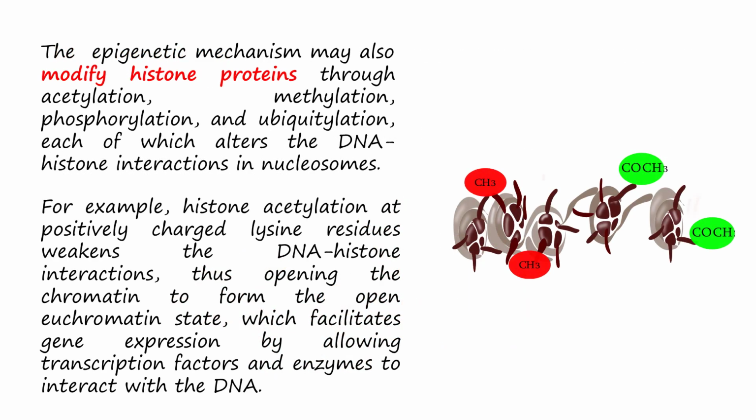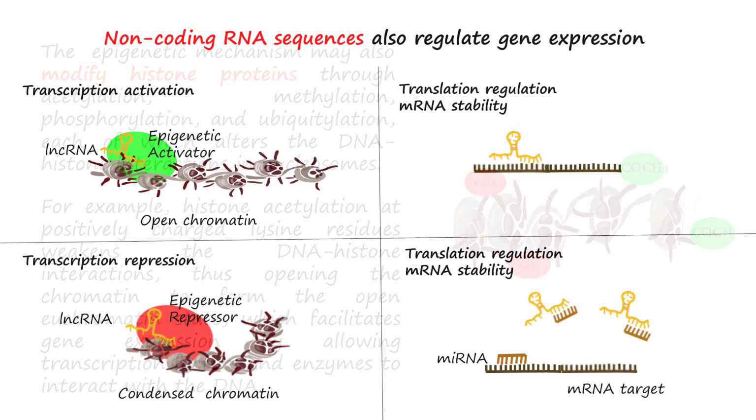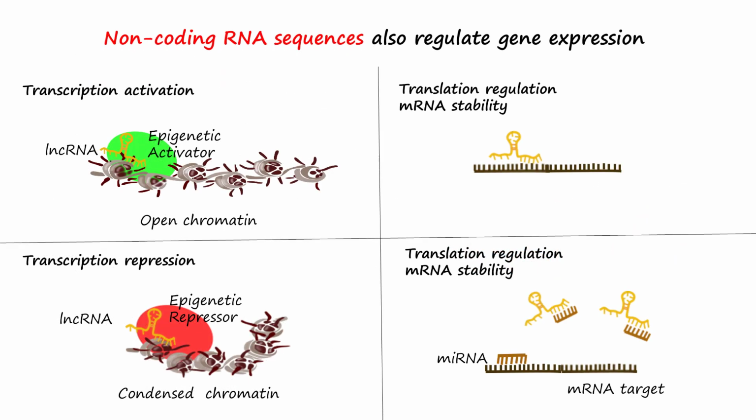Histone modification may occur through acetylation, methylation, phosphorylation, and ubiquitination, which all alter DNA-histone interactions. For example, histone acetylation at positively charged lysine residues weakens the DNA-histone interactions, thus opening the chromatin to form the open euchromatin state, which facilitates gene expression by allowing transcription factors and enzymes to interact with the DNA. Non-coding RNA sequences, too, may be vital in regulating gene expression.